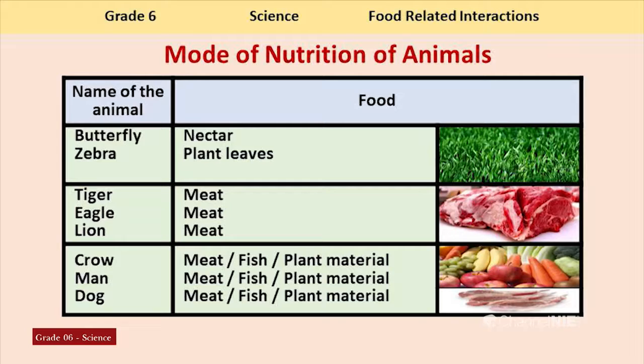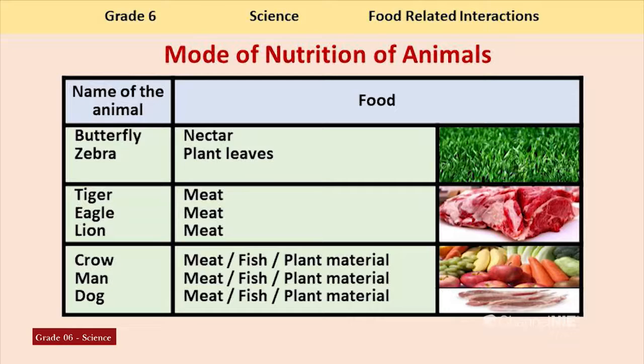Have a look at the second row of the table. Tiger, eagle and lion. You can see they consume only meat. Look at the third row. The animals like crow, dog, even man consume both flesh of other animals and plant material.